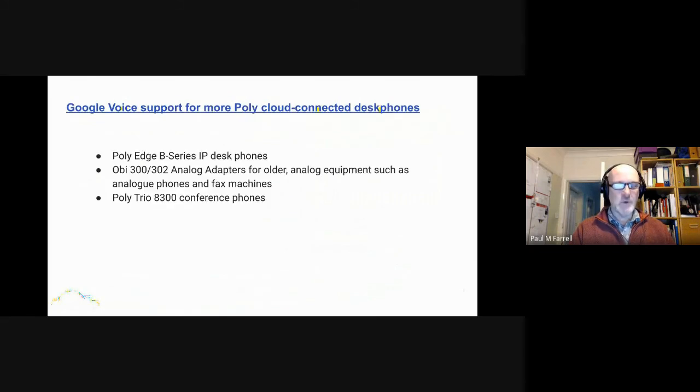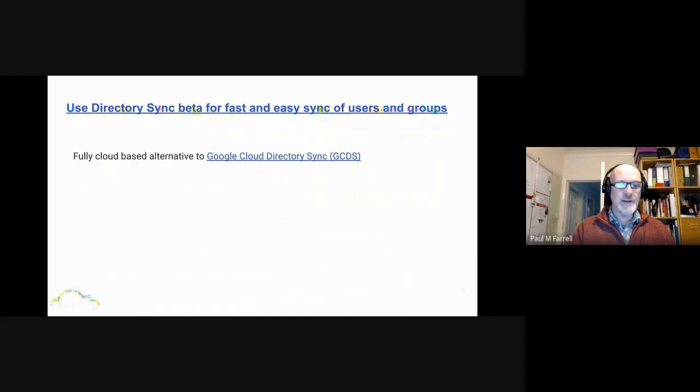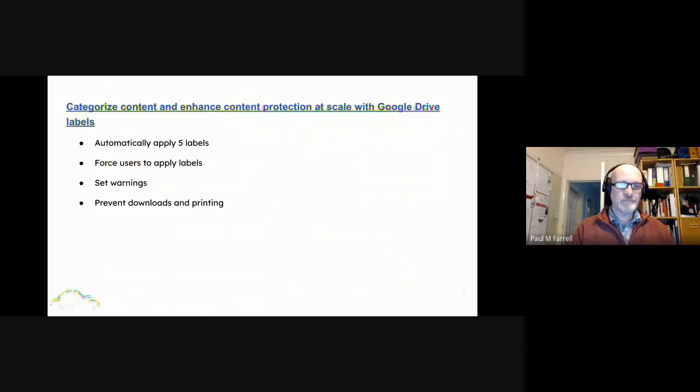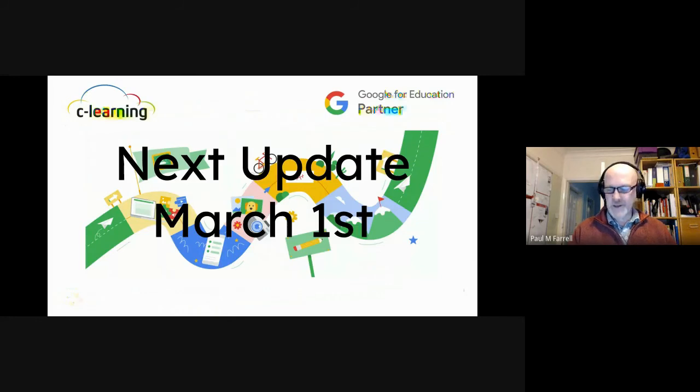Google Voice has got more physical devices you can put at the end of the phone line to take the calls. Directory sync becomes cloud-based. And then Google Drive labels, and that's it. So those are the updates that we've covered. Mine would definitely be those labels. I think labels are fascinating. So which one do you think would be the one that is going to have the biggest impact for you?